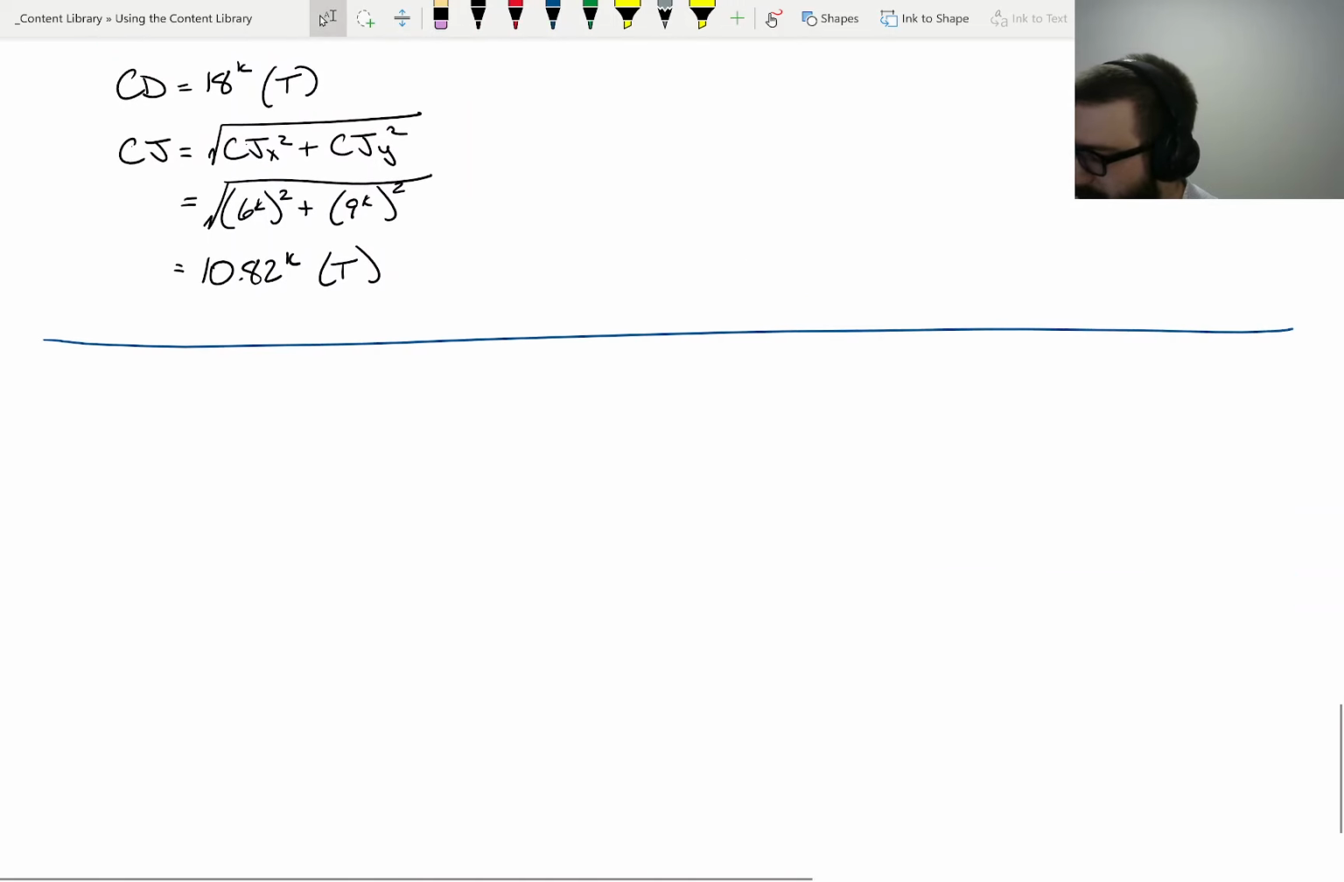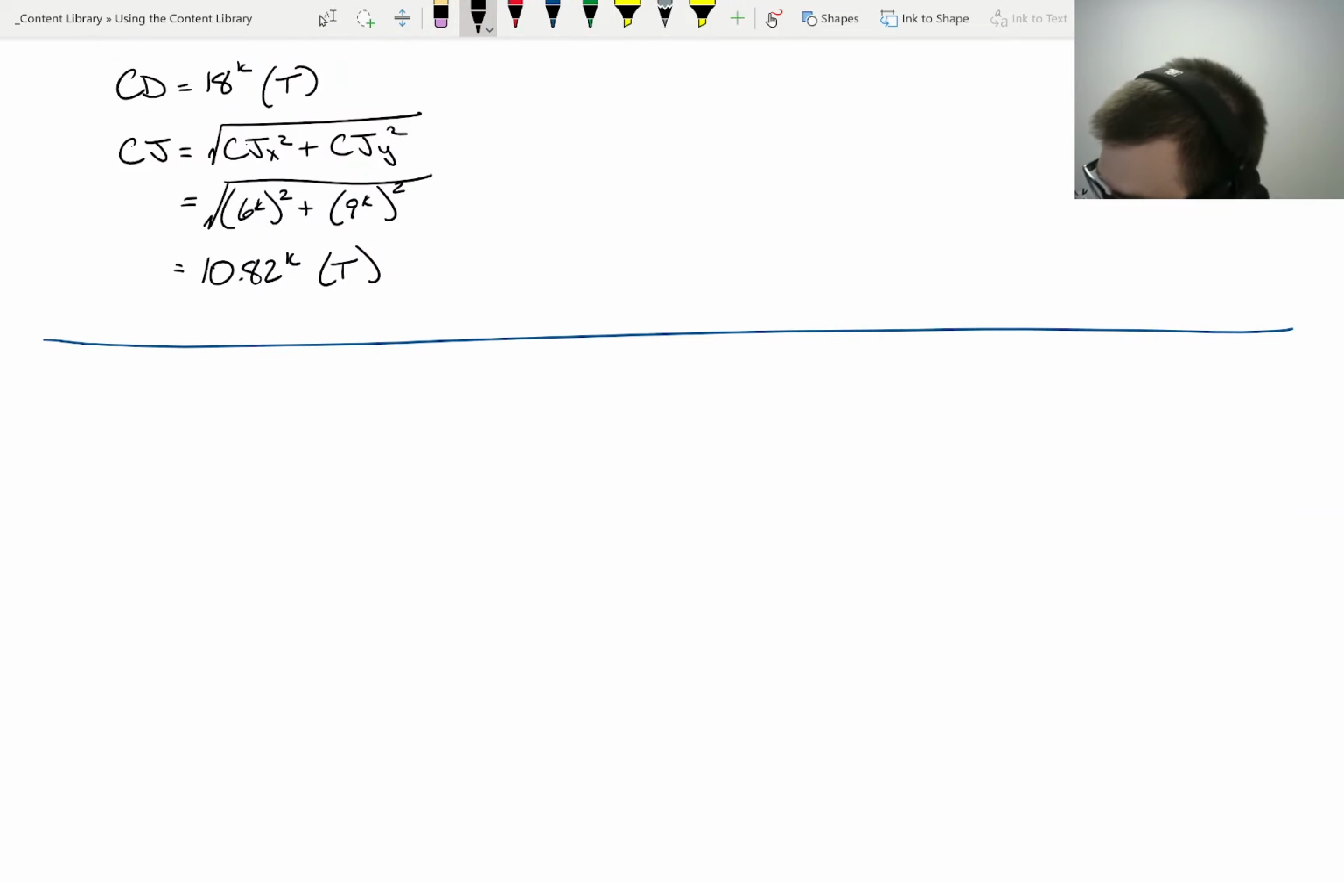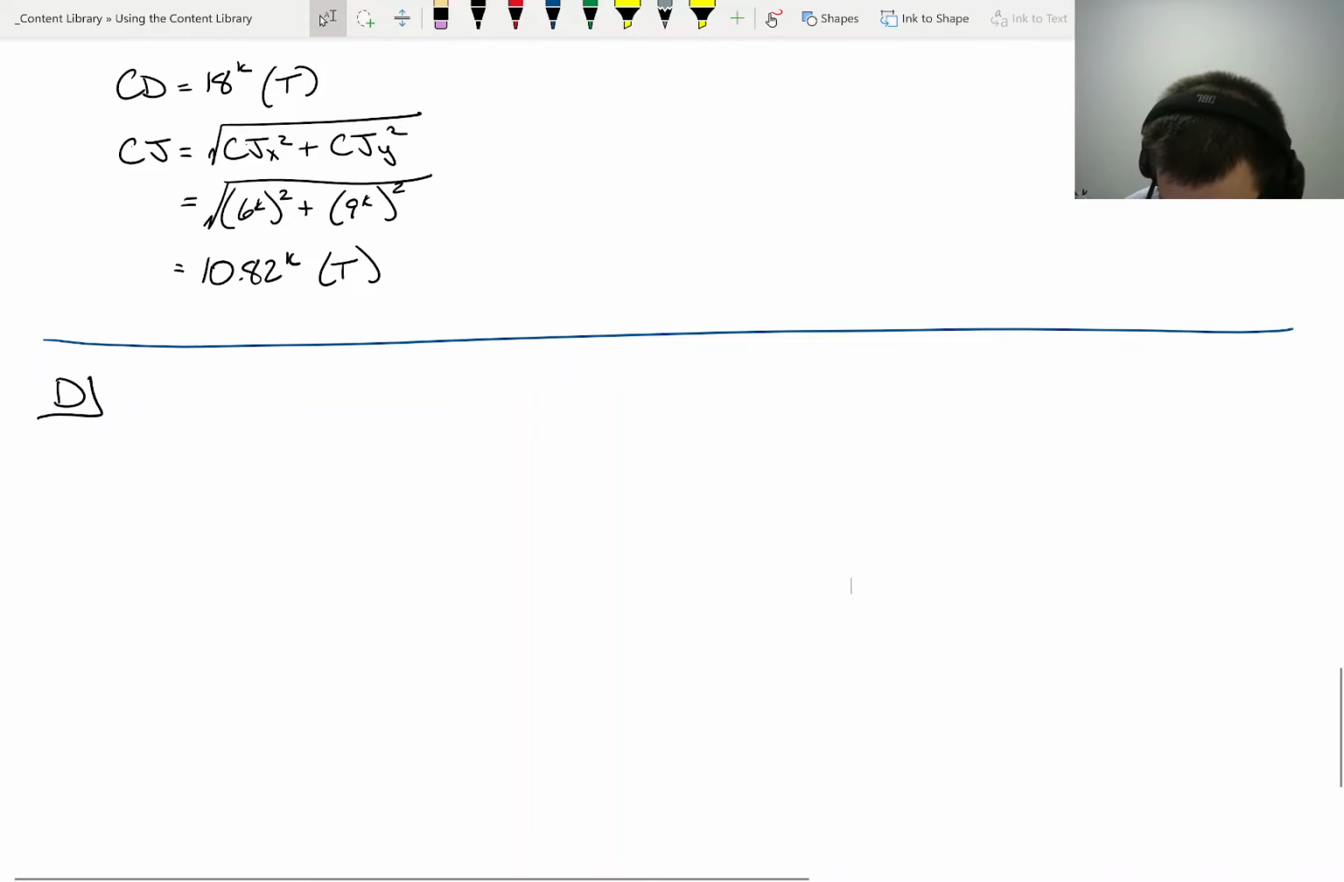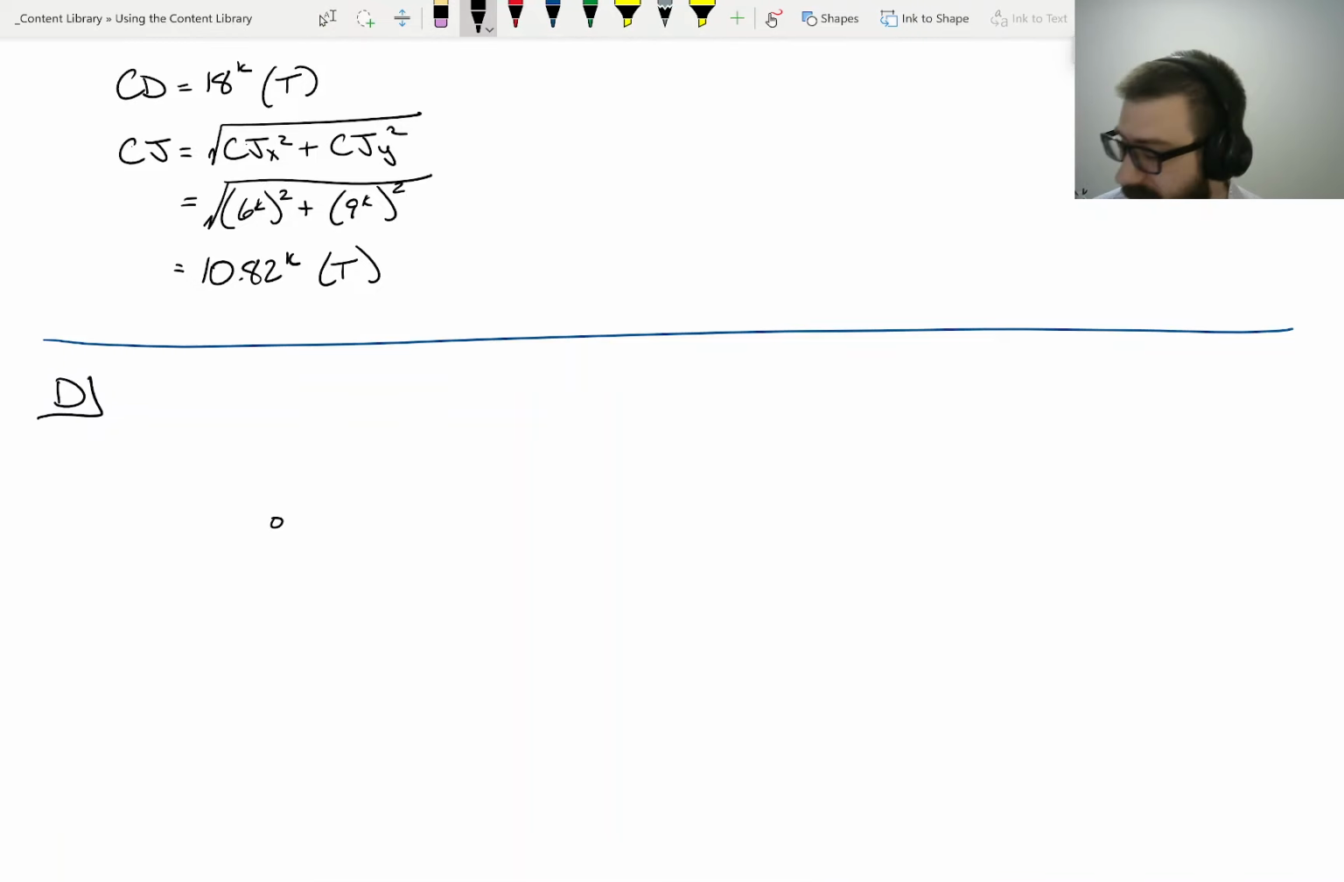Now, our last joint is joint D, and joint D is going to have a very interesting result. Here's joint D. It's the one that's in the middle of the truss. What we know from what we just solved is, and let me write these, I'm actually going to write these results down.